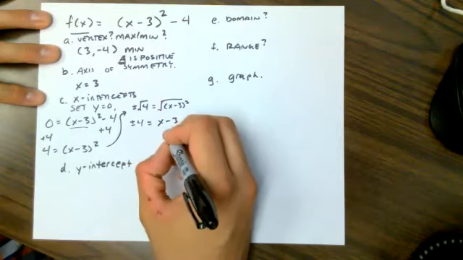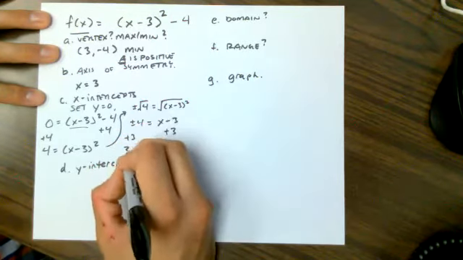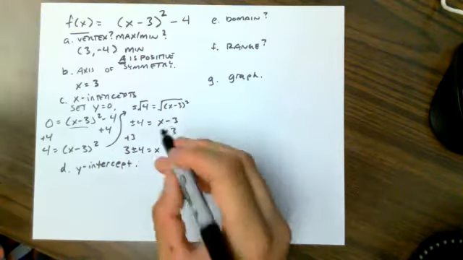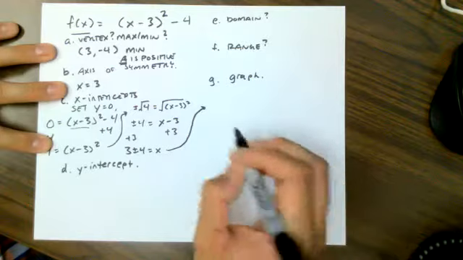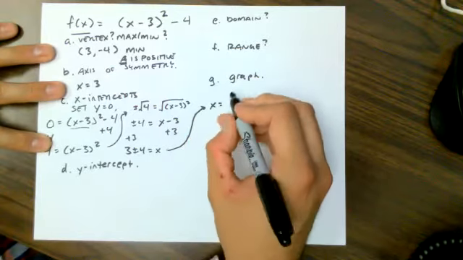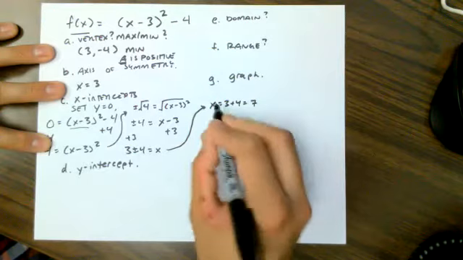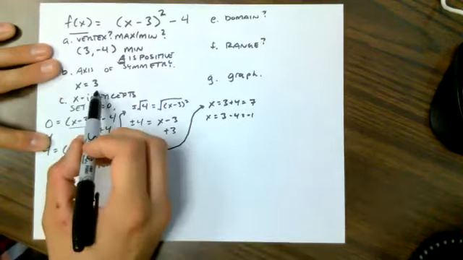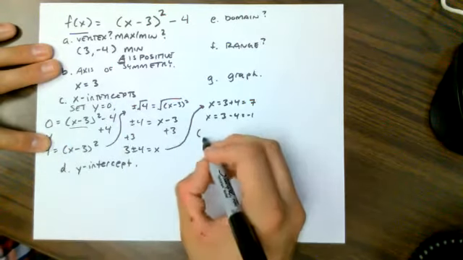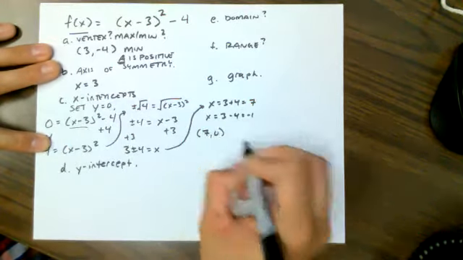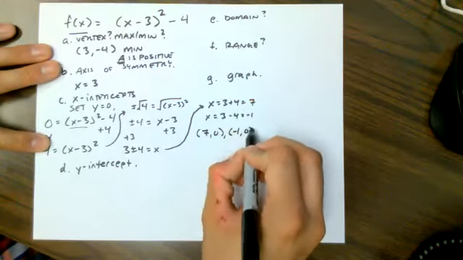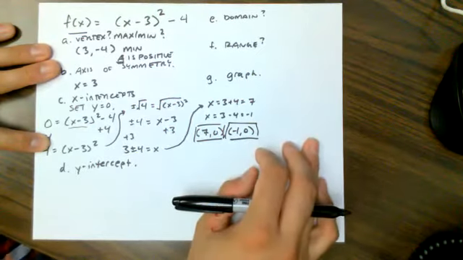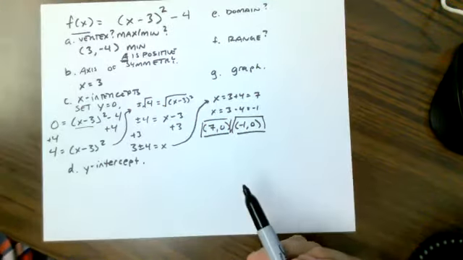Now I've got to add the 3 to the other side. So I get 3 plus or minus 4 equals x. So I've got 2 different answers here, right? It's 3 plus 4, so 7, and 3 minus 4, which is negative 1. So I have 2 different x-intercepts. When y equals 0, I get x equals 7, so (7, 0) and (-1, 0). So that's my 2 x-intercepts, kind of neat.